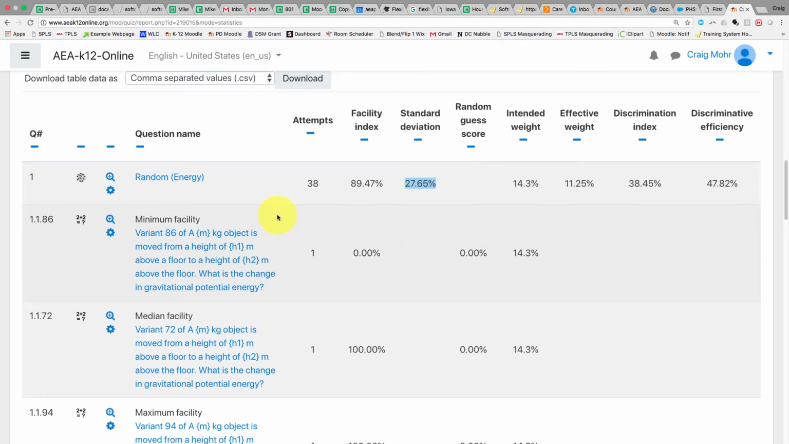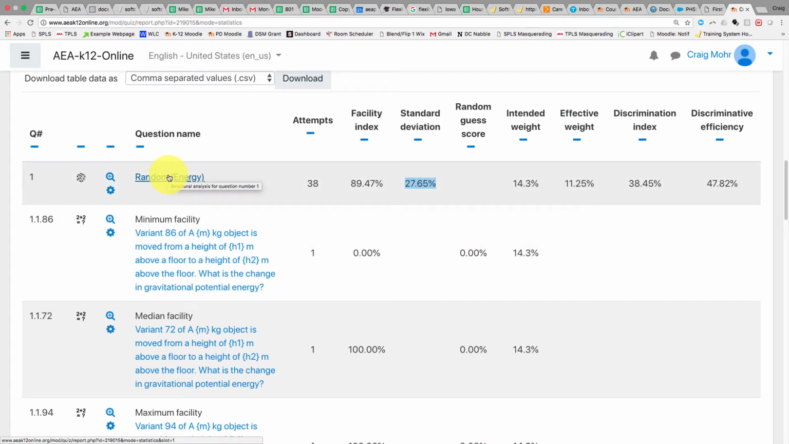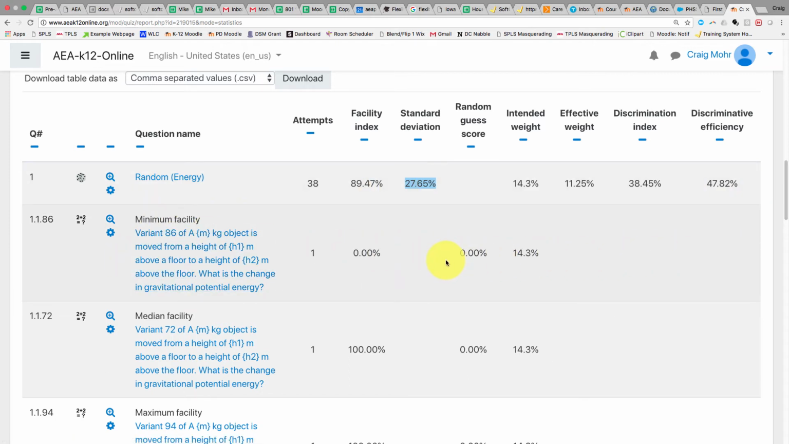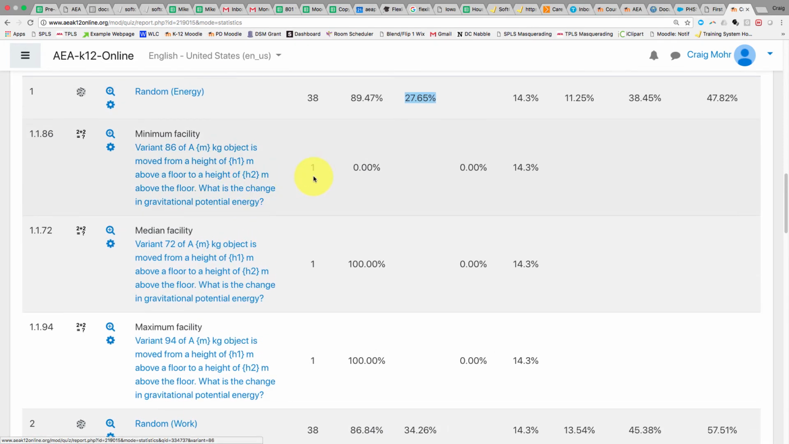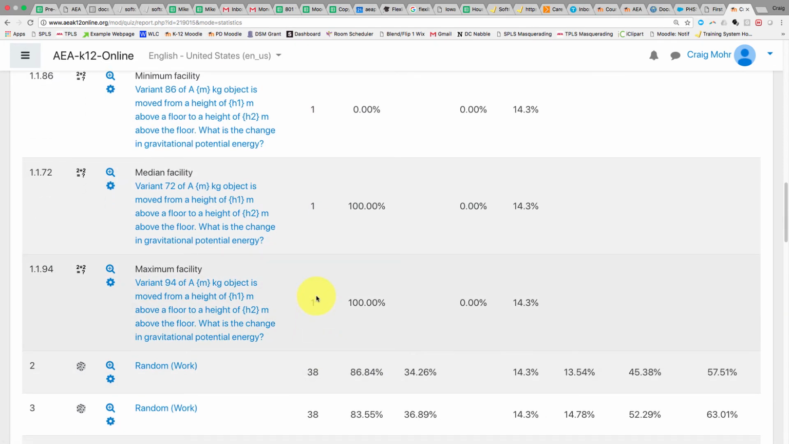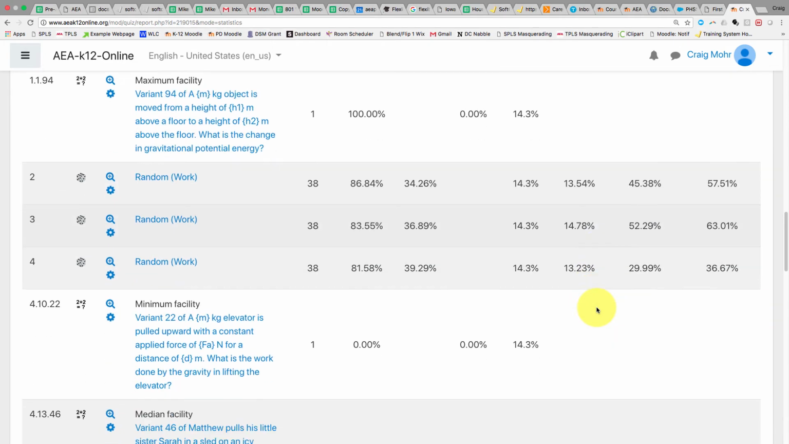Now you have to be careful here. So I used random questions. Because I used random questions, I don't really want to use these because they're for all different types of questions. I want to use the individual question data. So here, these three were asked once. I'm not going to get much out of this.